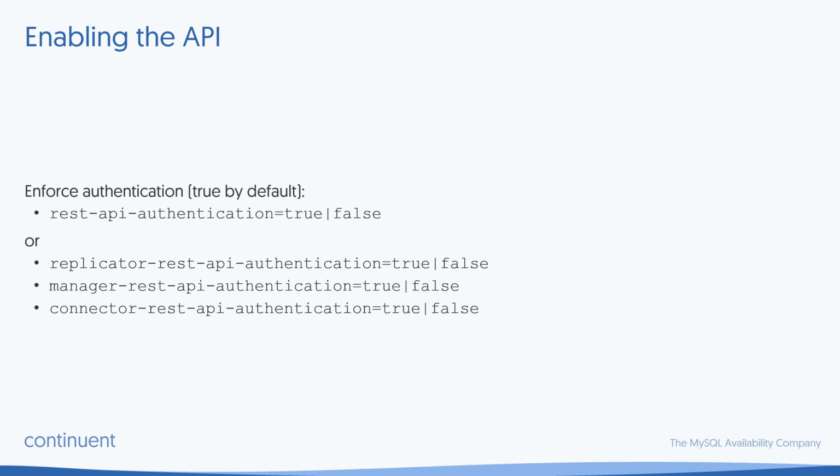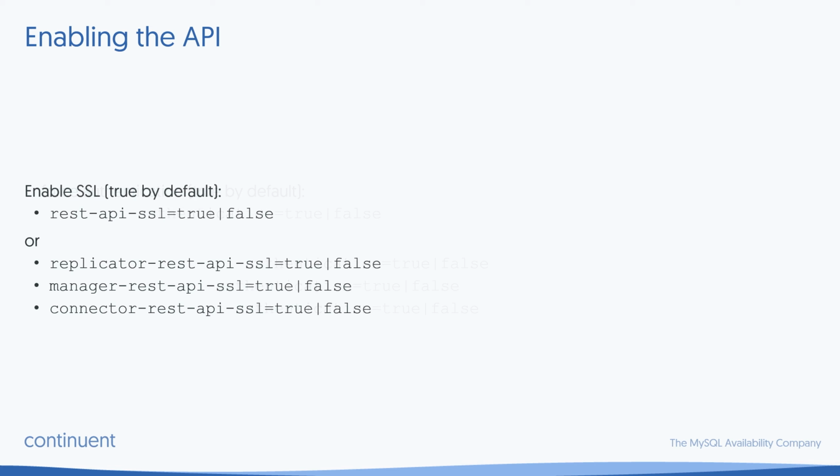To enforce authentication, this is enabled by default, but should you wish to disable it or explicitly enable it, you have the rest-api-authentication property, or once again, the individual component versions of that property. If you want to enable SSL, so this would be the HTTP/HTTPS calls, again, enabled by default, but to explicitly enable or disable, you can specify the api-ssl property or the individual component versions of that property.